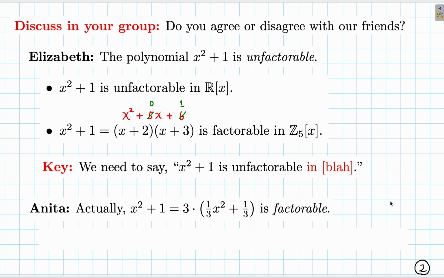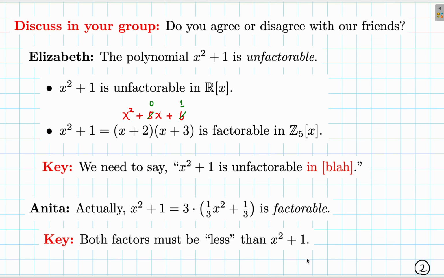Now, what about Anita's claim and her factorization? Well, the problem with this is that in a legitimate factorization, both factors must be less than x squared plus 1. And we're talking about polynomials here, so less in terms of its degree. However, in Anita's factorization, the factor 1/3 x squared plus 1/3 has degree 2, just like x squared plus 1. And so this is not a legitimate factorization because one of its factors is not less than x squared plus 1.